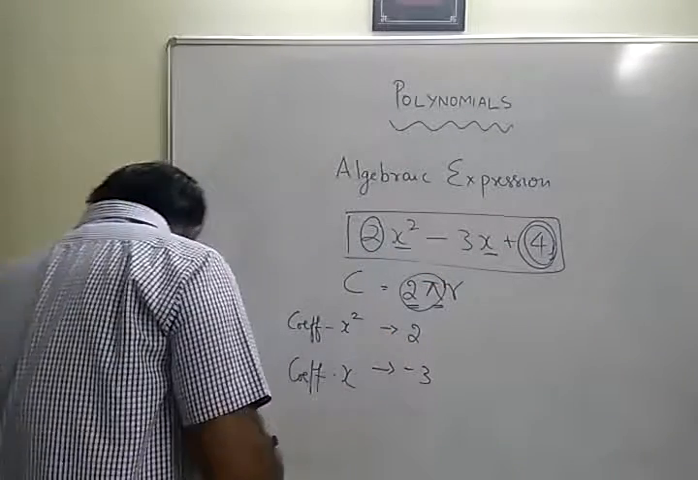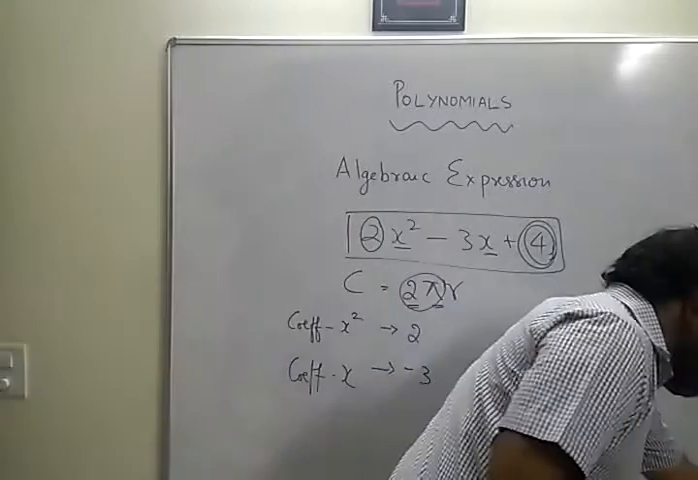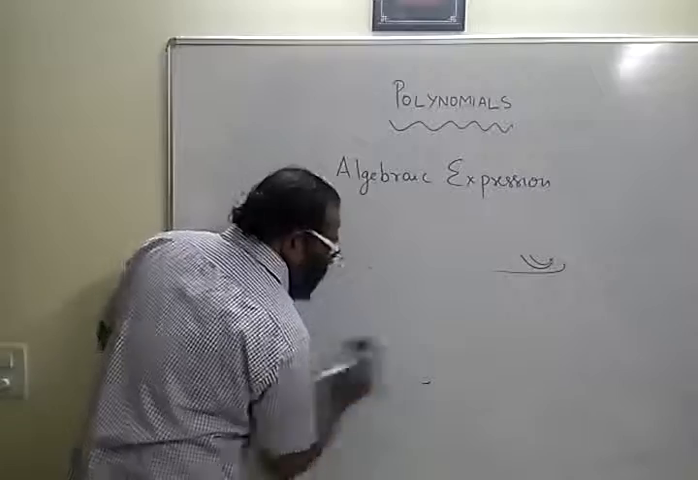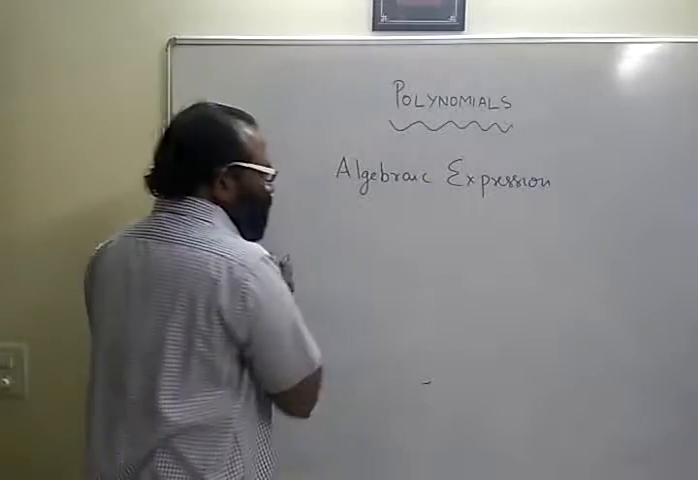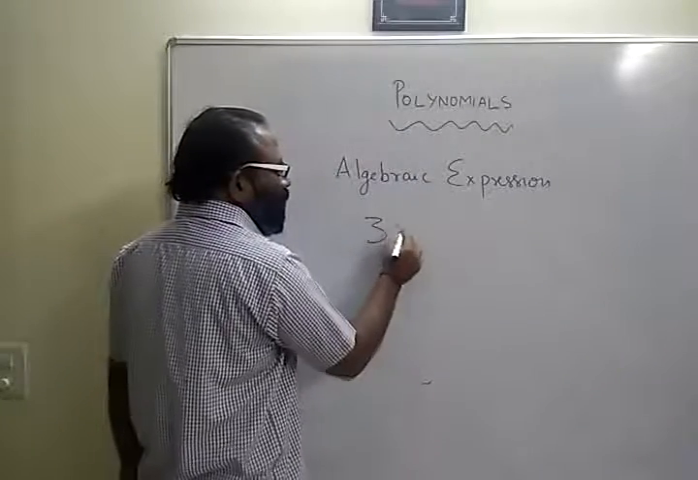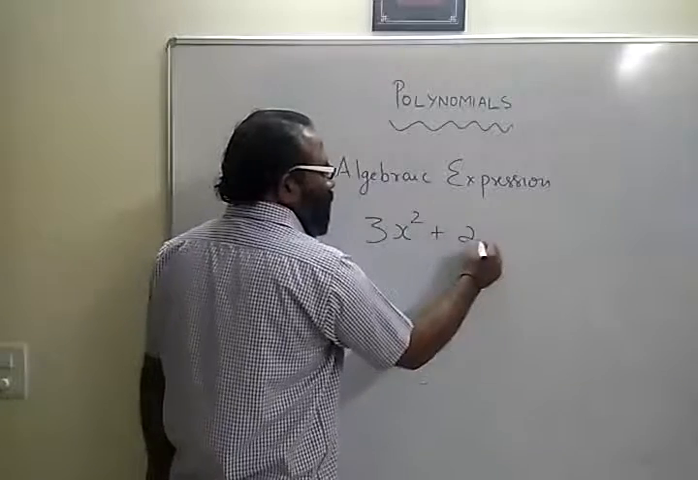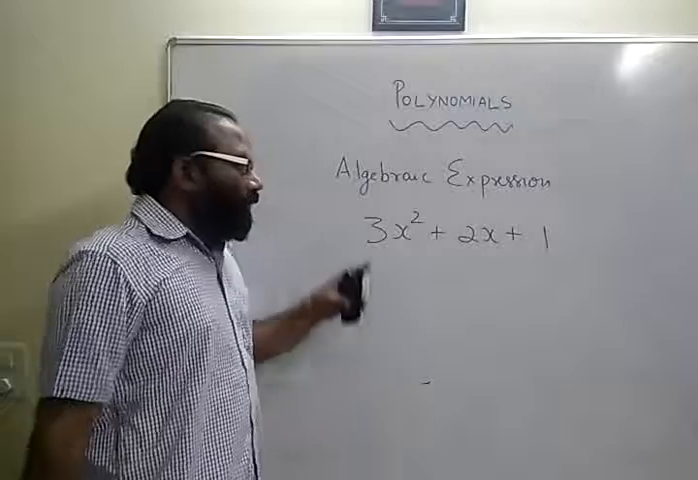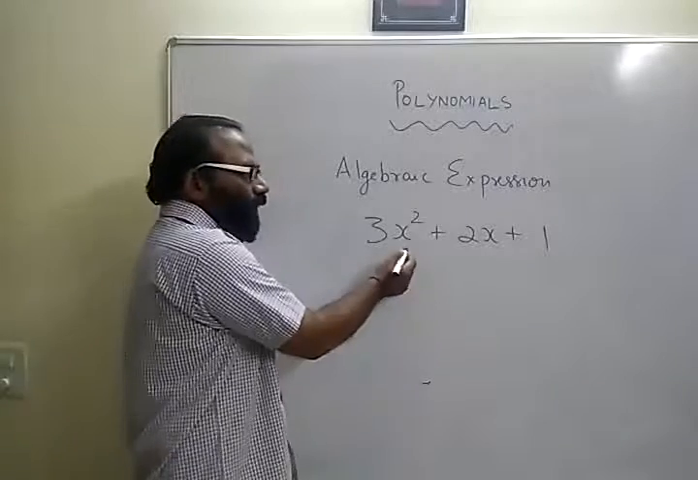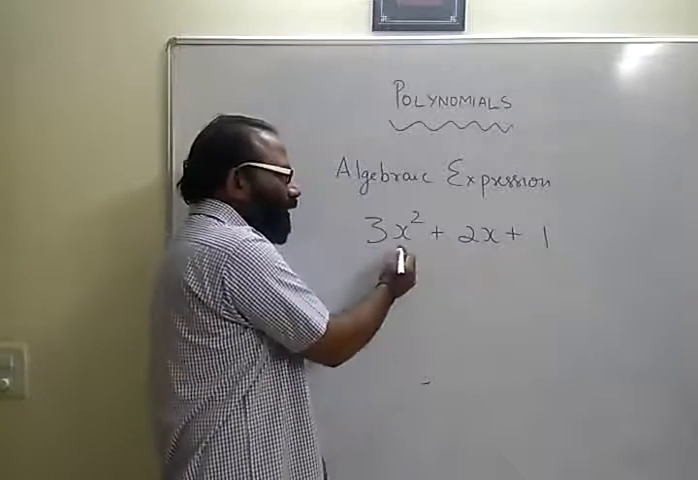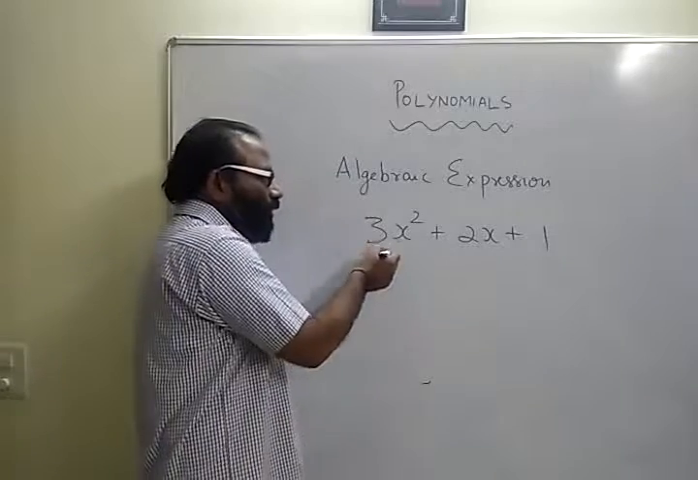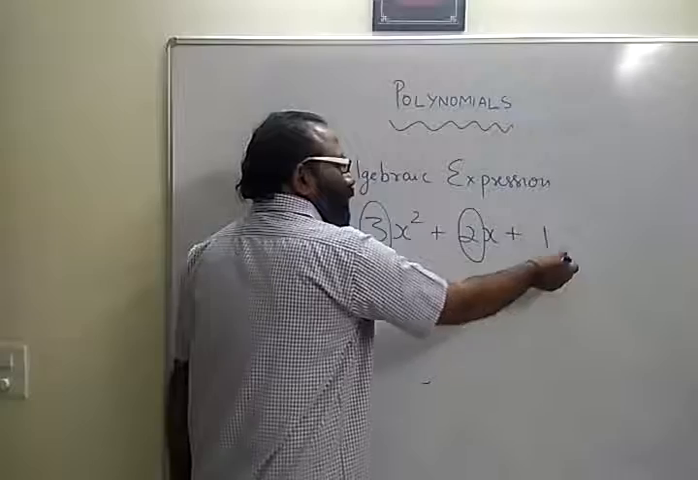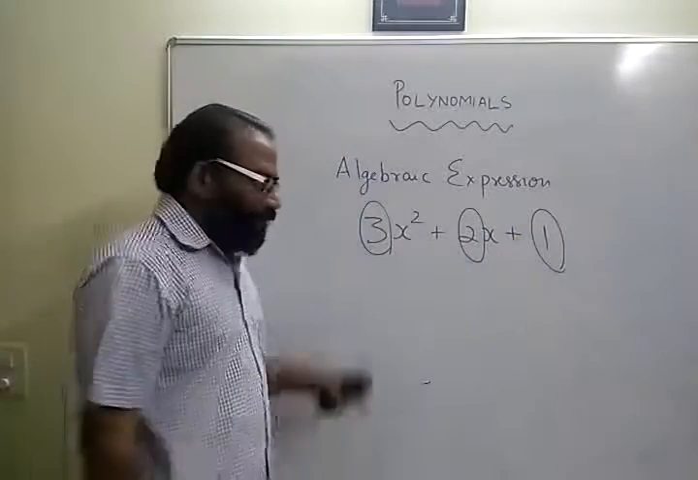So now let us look at another algebraic expression. Suppose 3x squared plus 2x plus 1. The variable here is x, the coefficient of x squared is 3, the coefficient of x is 2, and the constant is 1.